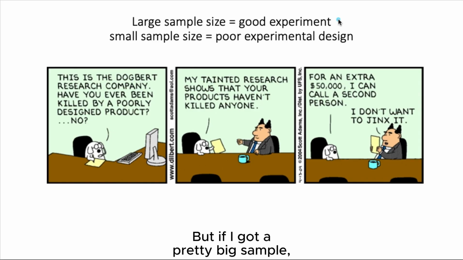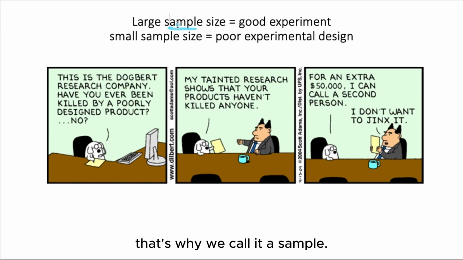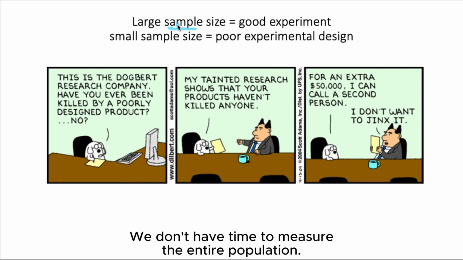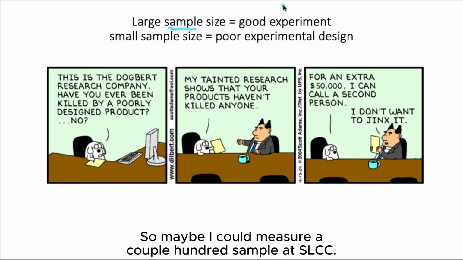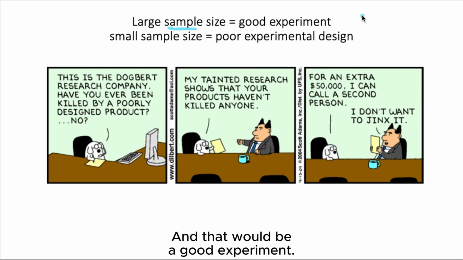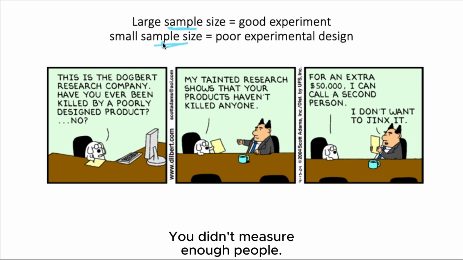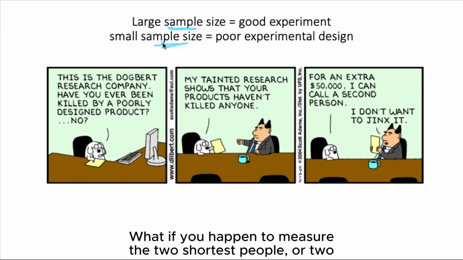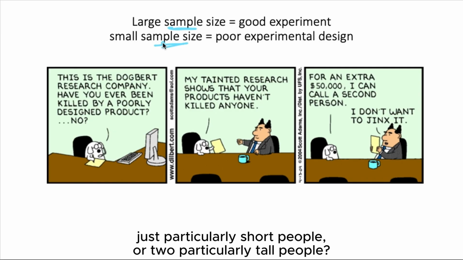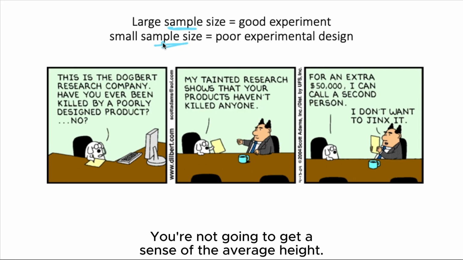But if I got a pretty big sample, that's why we call it a sample. We don't have time to measure the entire population. So maybe I could measure a couple hundred sample at Slick, and that would be a good experiment. A small sample size of like 2, that's a bad, poor experimental design. It's not going to be scientifically valid. You didn't measure enough people. What if you happen to measure the two shortest people, or two particularly tall people? You're not going to get a sense of the average height.